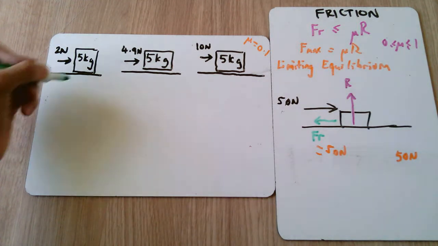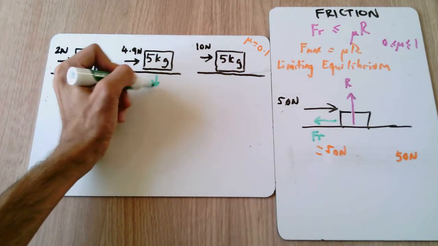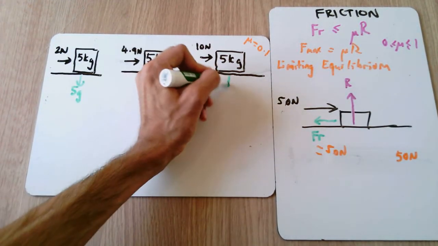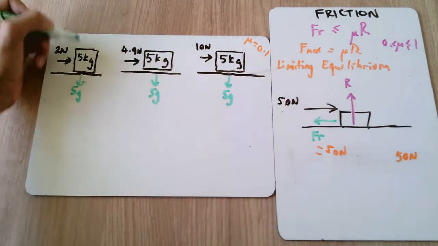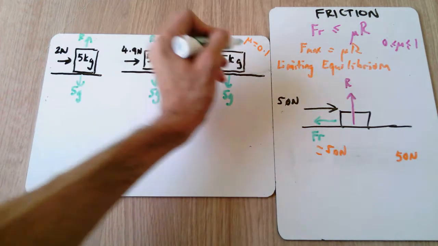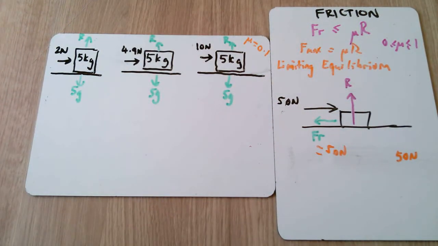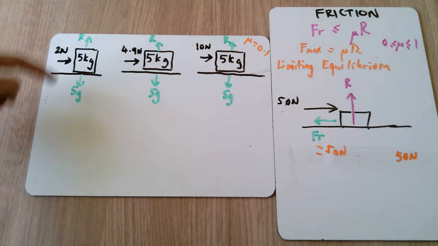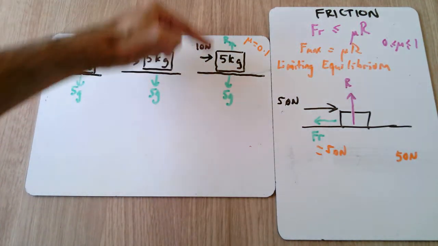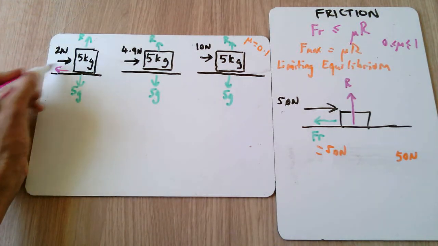The forces acting on each of these, there is weight of 5g, 5g, and 5g. There is also a reaction force acting upwards of R, and R. And because there are no other forces acting in the vertical plane, R must be equal to 5g in each case. So R is equal to 5g in each case. There is also friction, we said. Friction is acting in the direction opposing the motion.